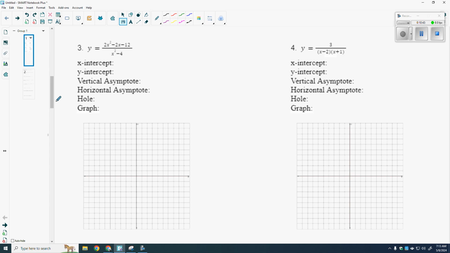Question 3. I didn't make them factored, so let's factor it. First question in factoring: is there something common in all 3 terms? Yes, there is. There's a 2. Factor out the 2. Now factor that x squared minus x minus 6.